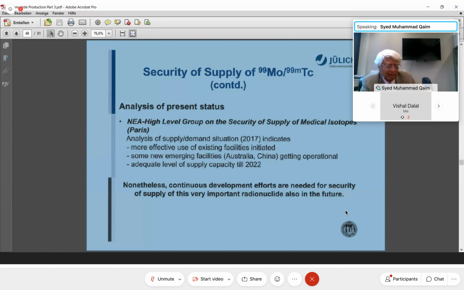So some countries like Pakistan and India make small amounts for their own use through fission. Argentina is making more. South Africa is making and even selling it. So there are about 10 different countries which are producing and selling it, and they made the analysis of supply and demand in 2017, but this continues every year.